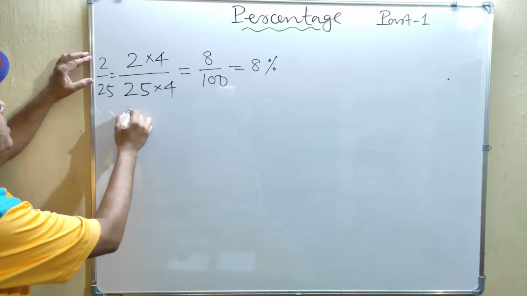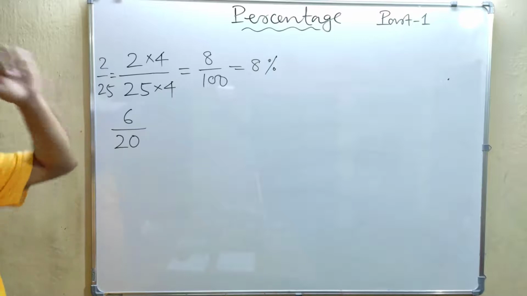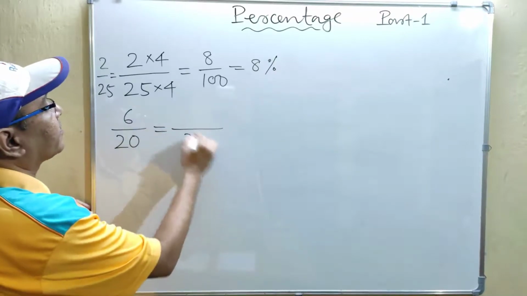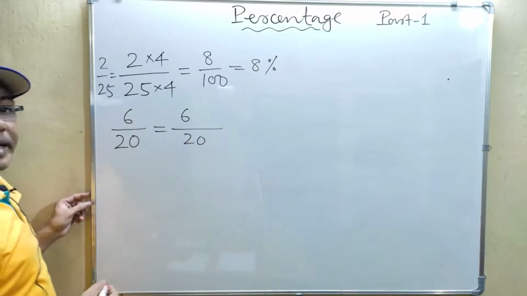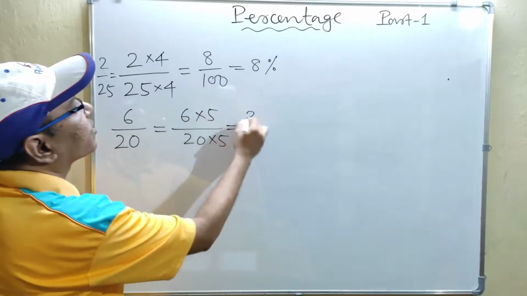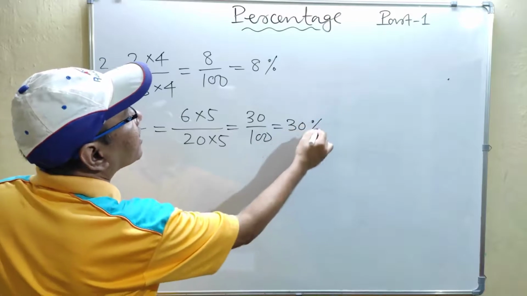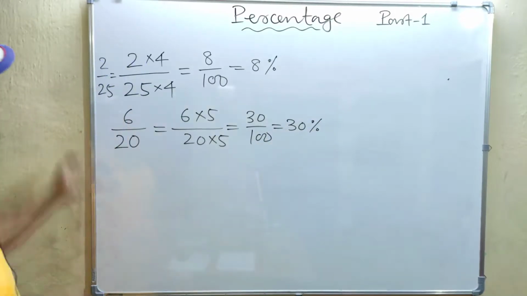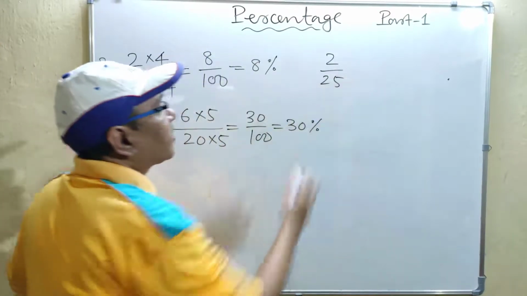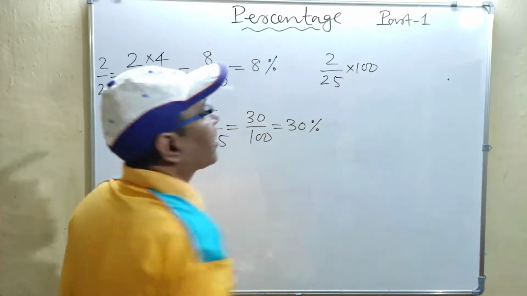Suppose 6 by 20, you want to write it as a percent. ये कितना परसेंट हुआ? Try to convert the denominator into 100. So obviously by multiplying by 5 we can convert the denominator to 100. So it is 30 by 100. So it is 30%. Or simply, our first fraction was 2 by 25. Question was to convert it into percent. You simply multiply it by 100. Same thing will come.